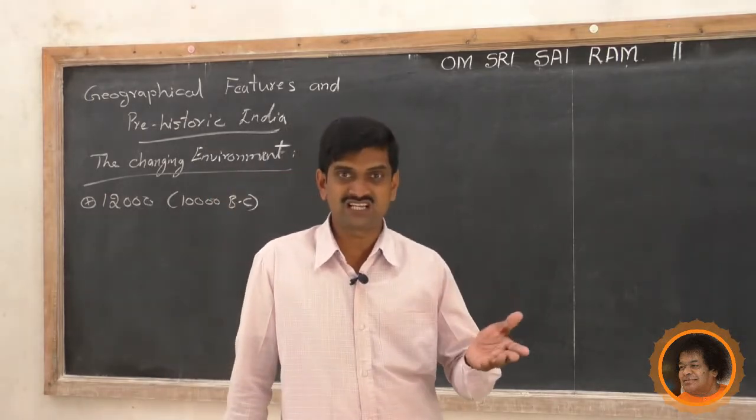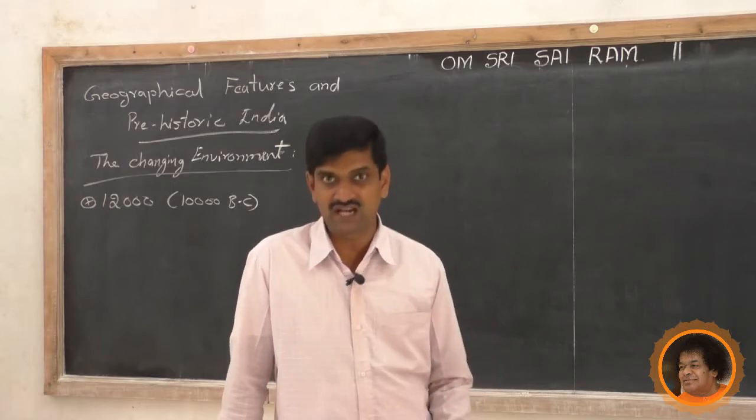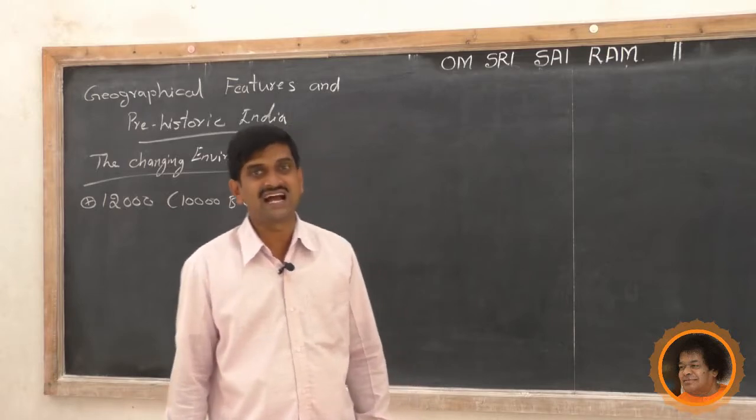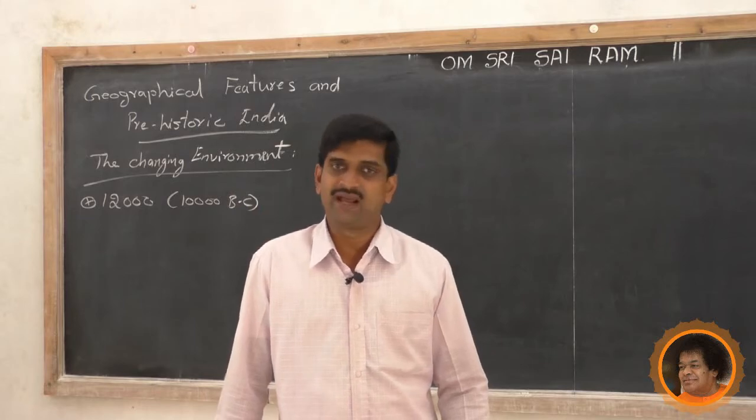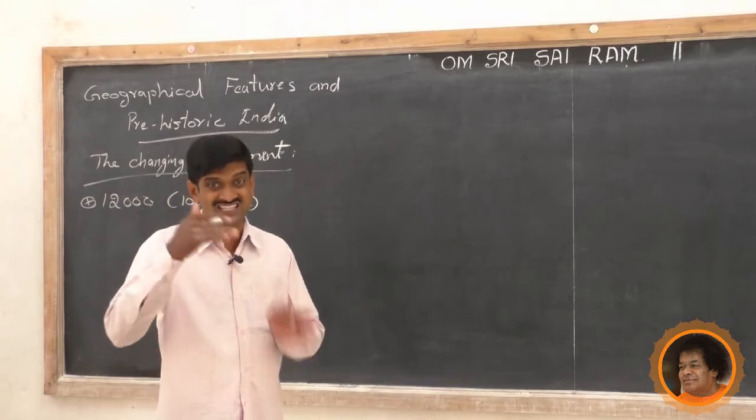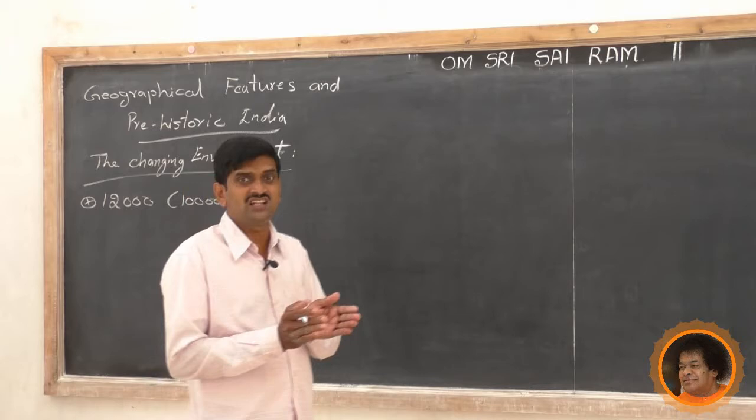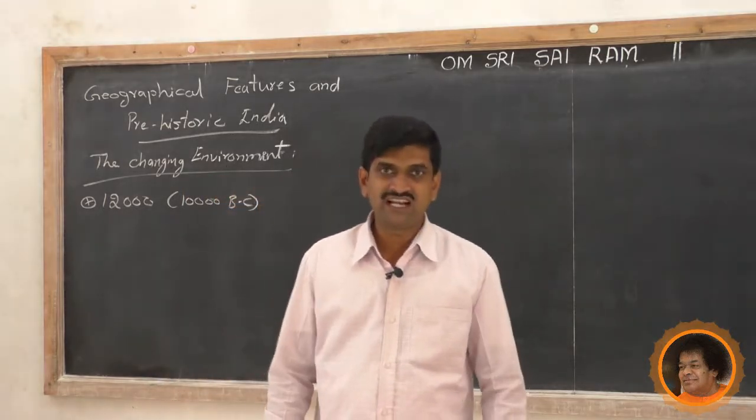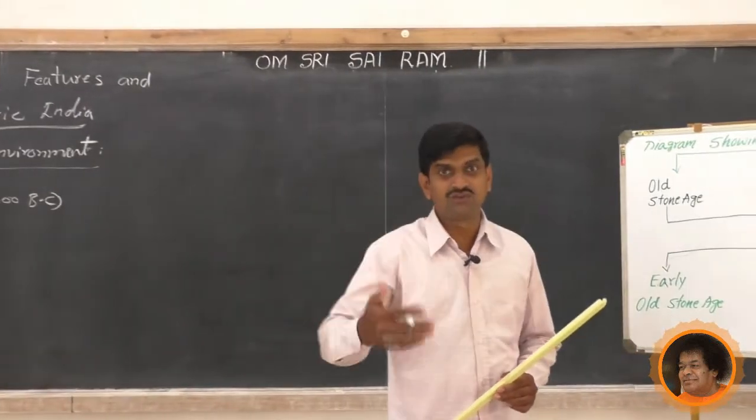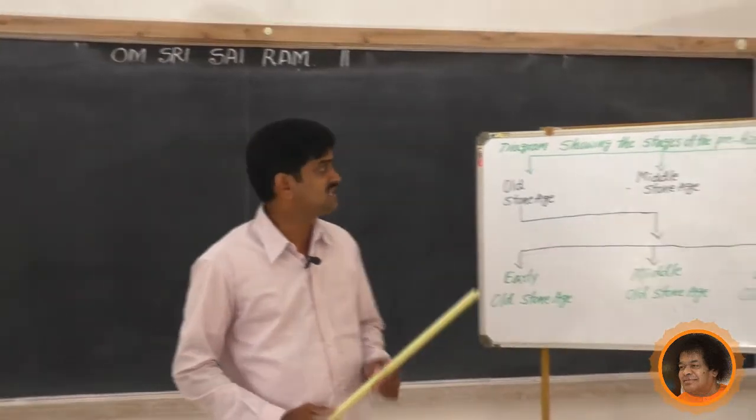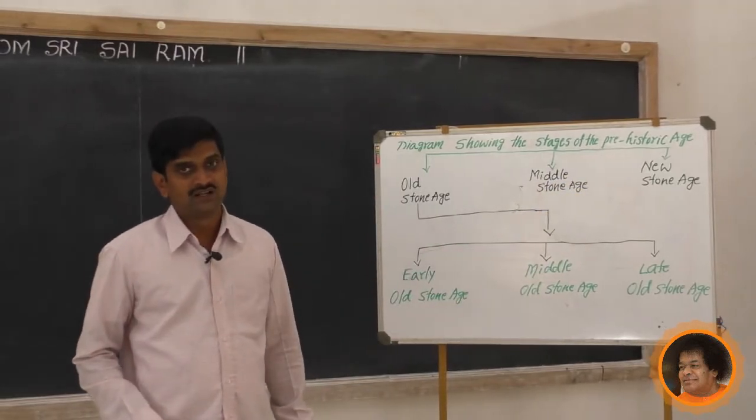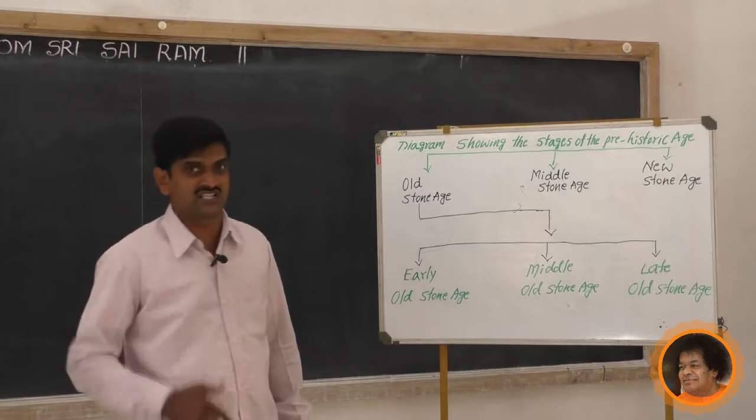Earlier we saw that animal husbandry and dairying started. Now farming or agriculture was started by these men. About this age, archaeologists call it by different names. Let us see how they call this full age in different names. See here, this is the diagram showing the stages of the prehistoric period. The prehistoric period is mainly related to the Stone Age.